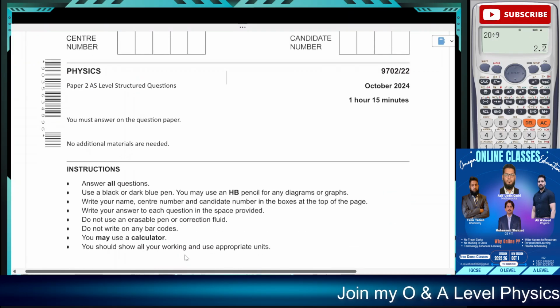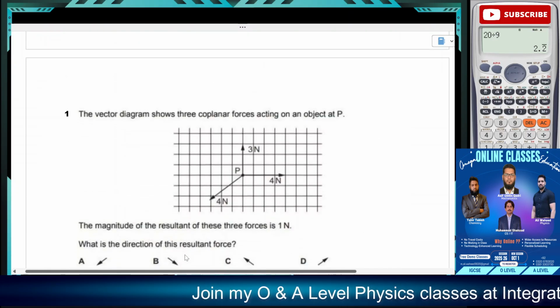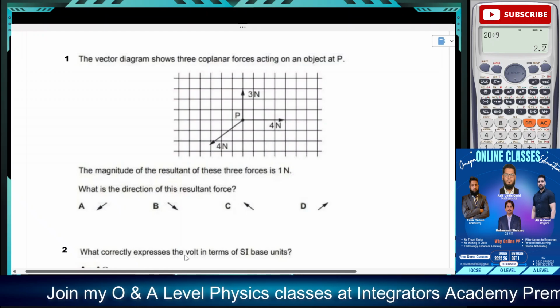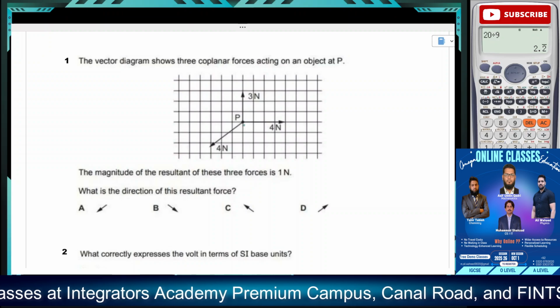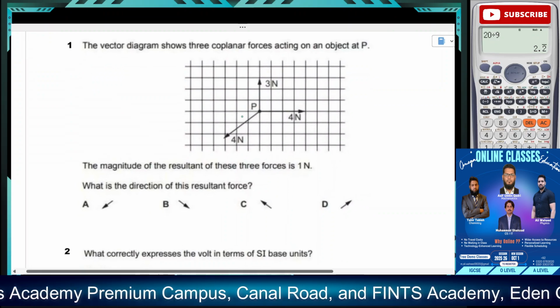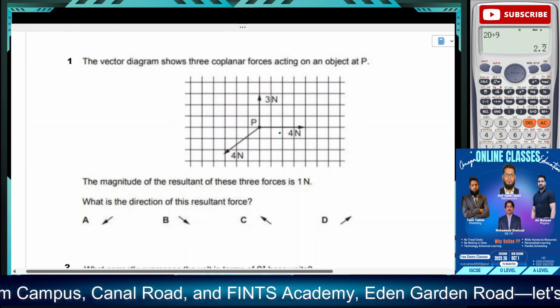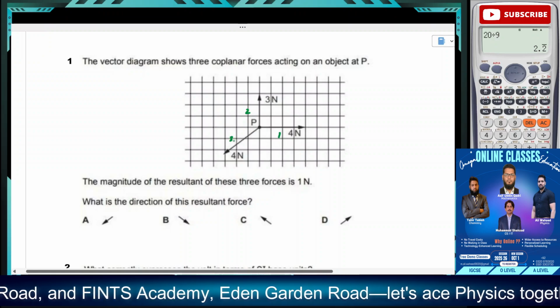So let's scroll down to the first part, that is the MCQs, and I'll try to fast forward these ones. What is the direction of the resultant force? So we are provided with three forces. Let's say this is the first one, this is the second, this is the third.